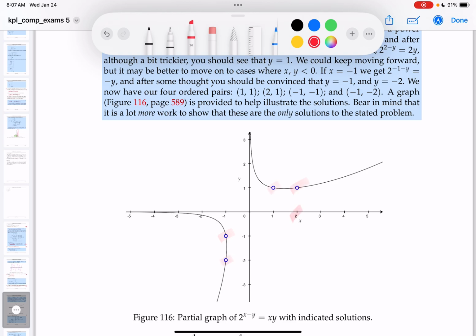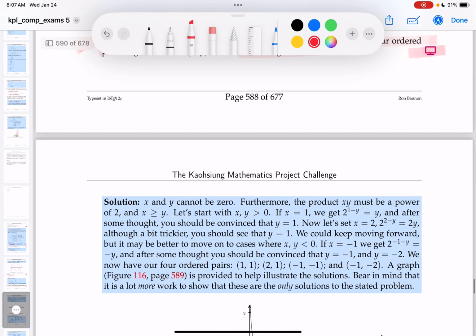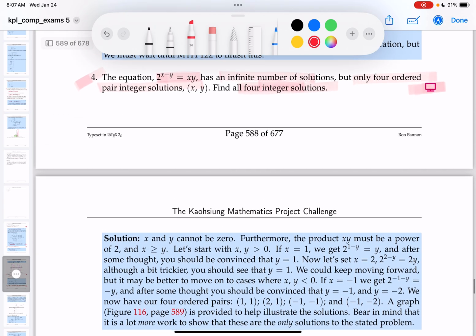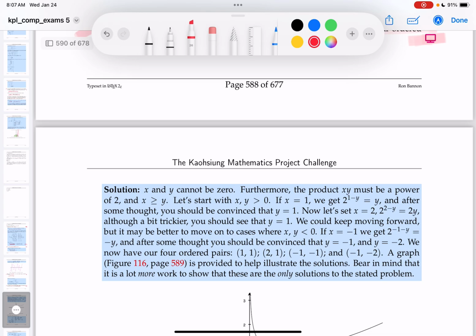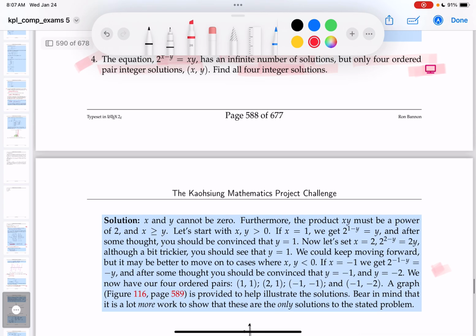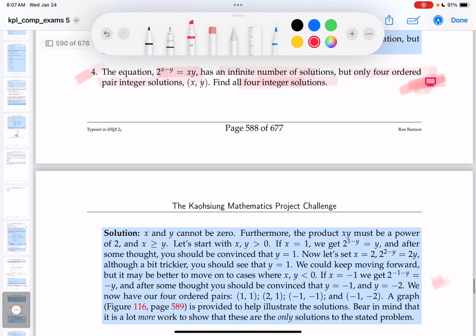Again, looking at the picture, the integer solution over there is going to be (2, 1). The integer solution over here is (1, 1). The integer solution over here is (-1, -1). And the integer solution over there is going to be (-1, -2). All right? But again, look at the problem, see if you can do that on your own, and also maybe read through this and understand what you've read. But again, the video may or may not be helpful.